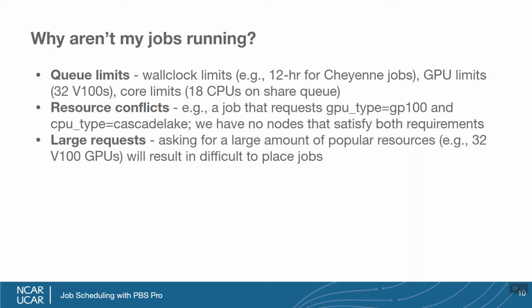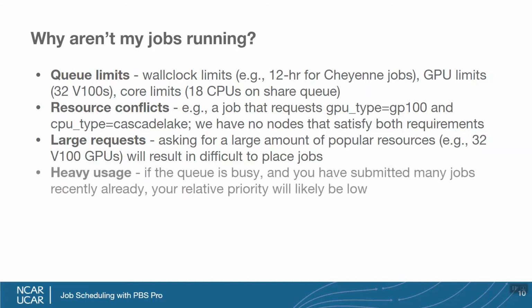Another reason that's not necessarily a deal breaker, but can make your wait in the queue a long time, would be if you have very large requests. So if you're asking for a large amount of a very popular resource, for example, the V100 GPUs, this will result in difficult to place jobs. So it may be a valid job, but PBS has a hard time placing it because of that large request.